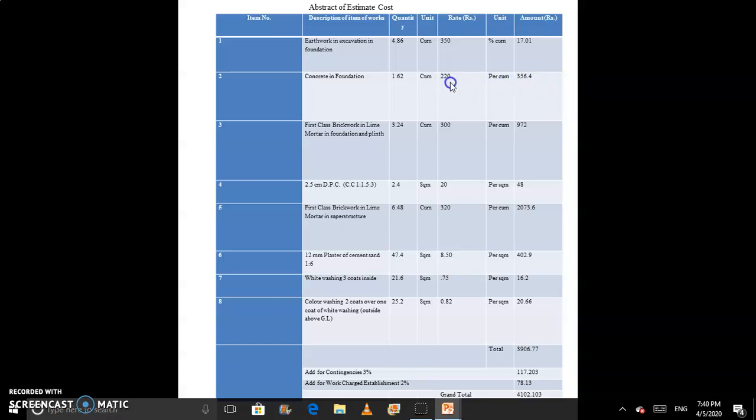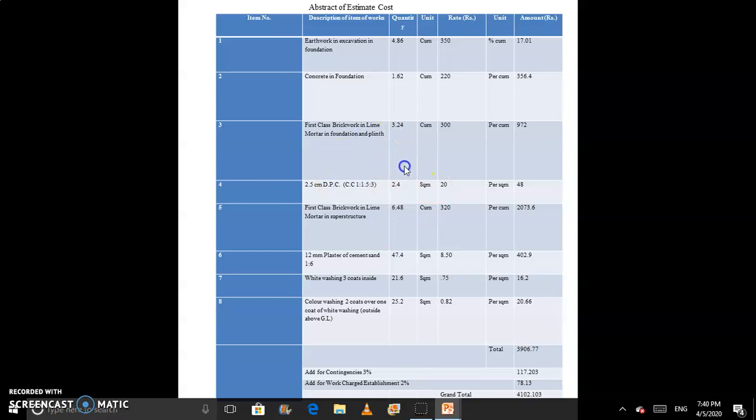Here our unit is per cubic meter. So simply we have to multiply 220 with 1.62 and we get 356.4. Similarly we have to find these values according to the unit, and finally we get the amount 3906.77. So this is the amount of our quantity, but in this we also require some contingency works.